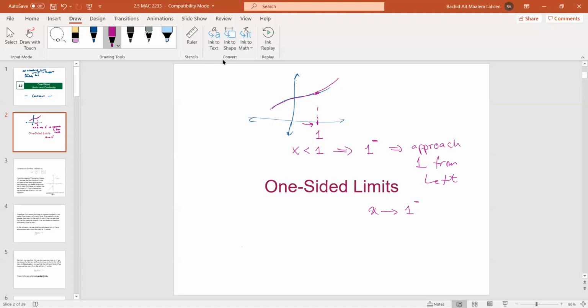Which means now if somebody asks what this means, it's clear. You're approaching 1 from the numbers that are greater than 1, which means this other side. And of course you trace the function as you do that.